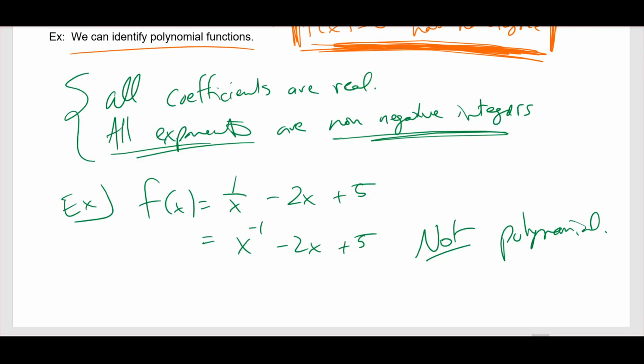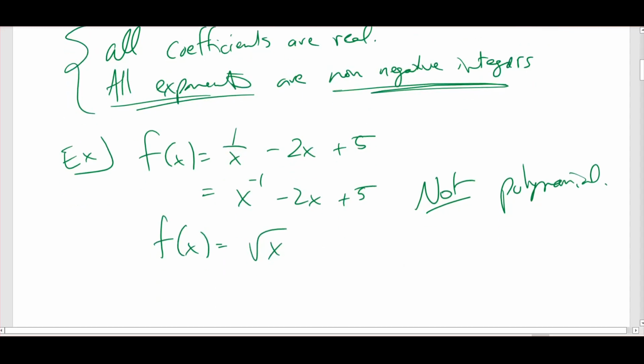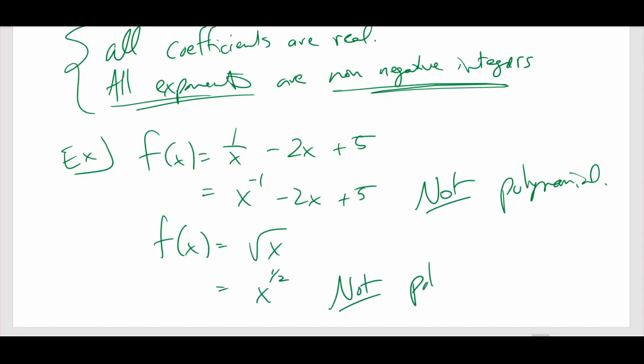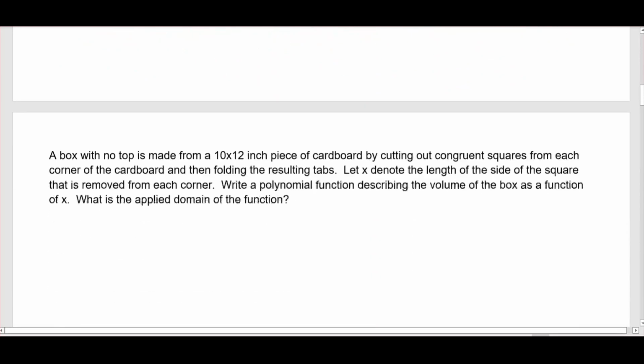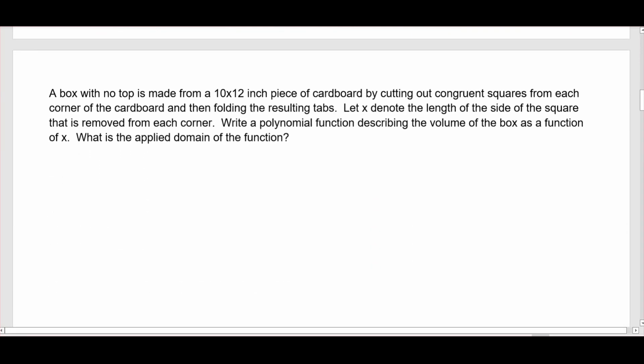Okay, but really the big thing we're looking for is the negative exponents or the fraction exponents, right? If I have square root of x, I can rewrite that with exponents, right? That would be a 1/2, and we would say that this is not polynomial. So the big things are all the coefficients are real, and the one that's more important for us, I guess, is that all exponents are non-negative integers, so they're whole numbers. Great.